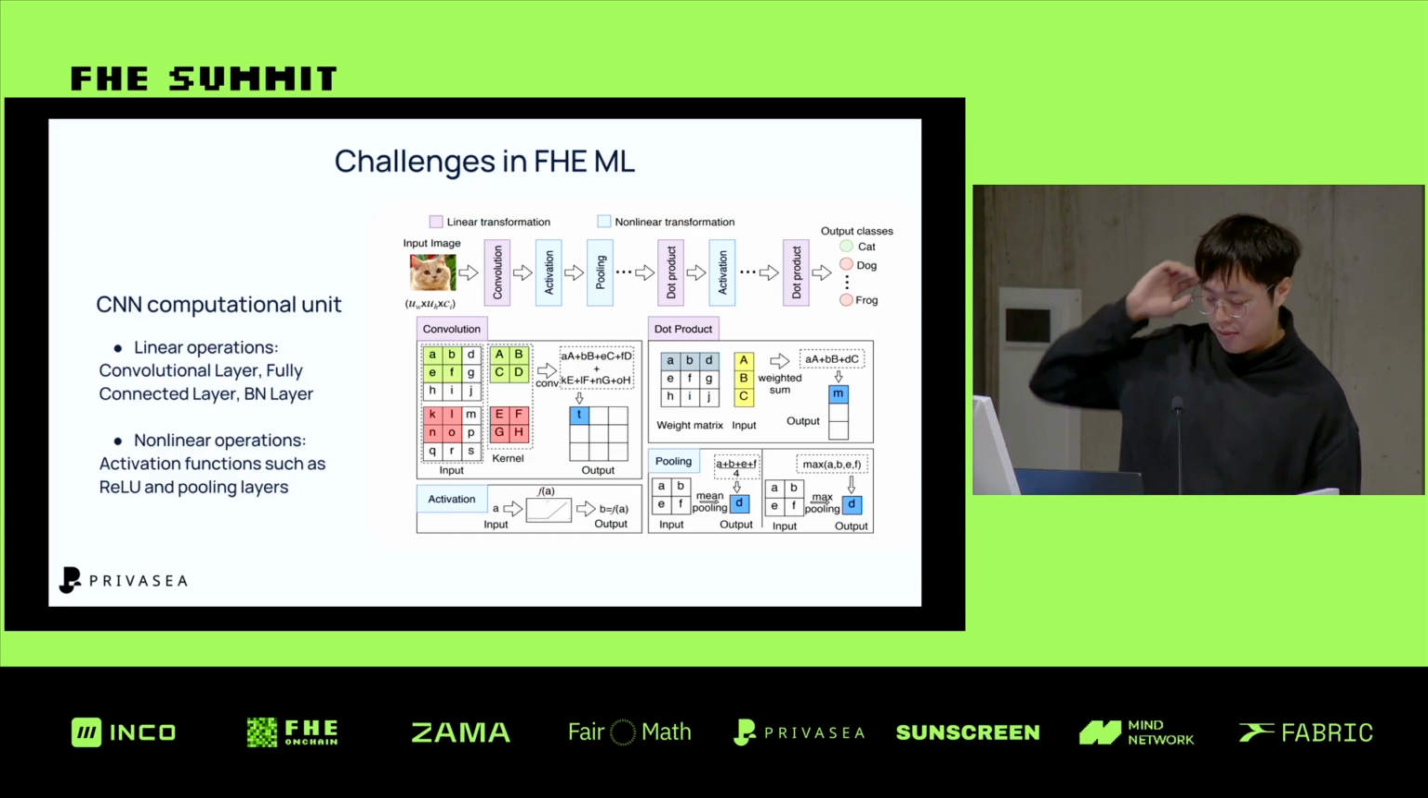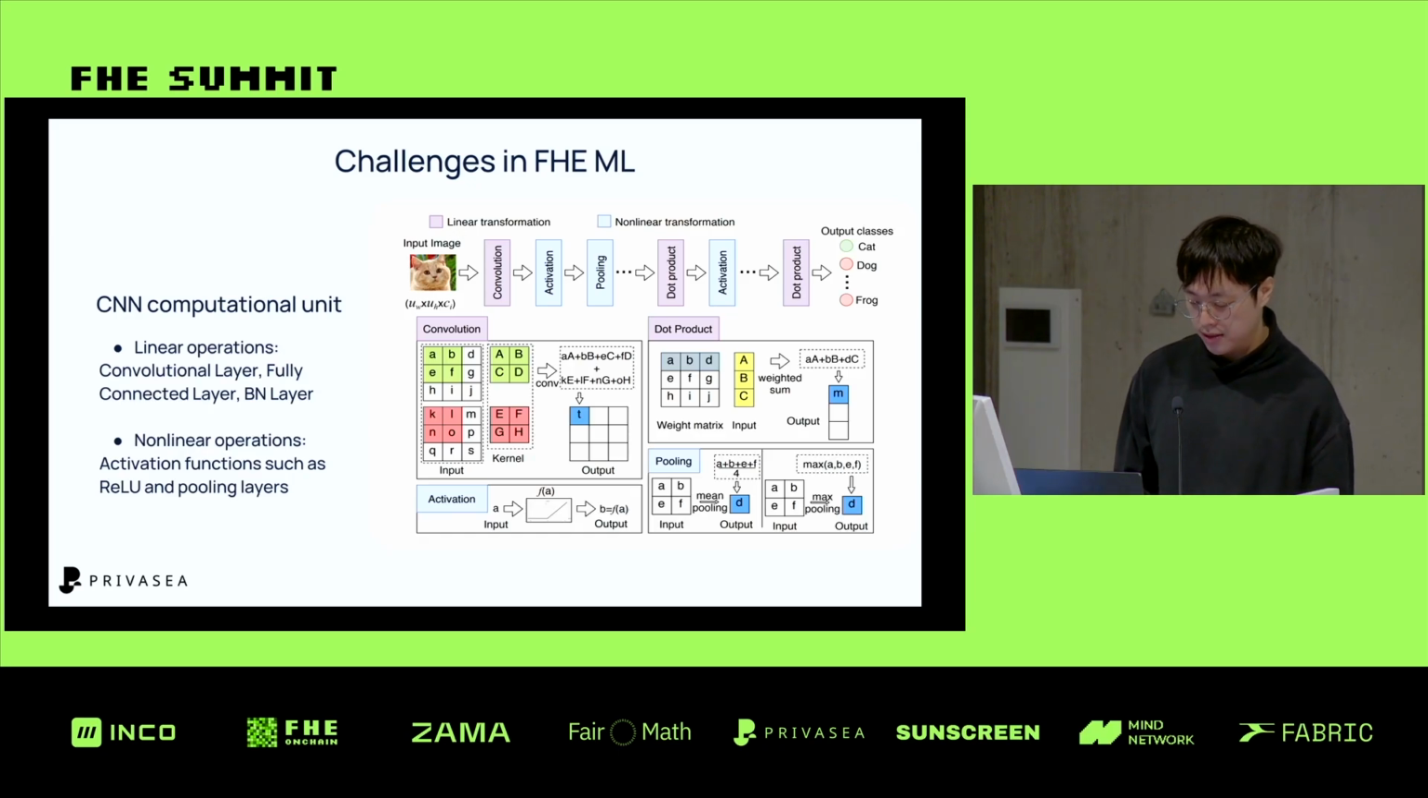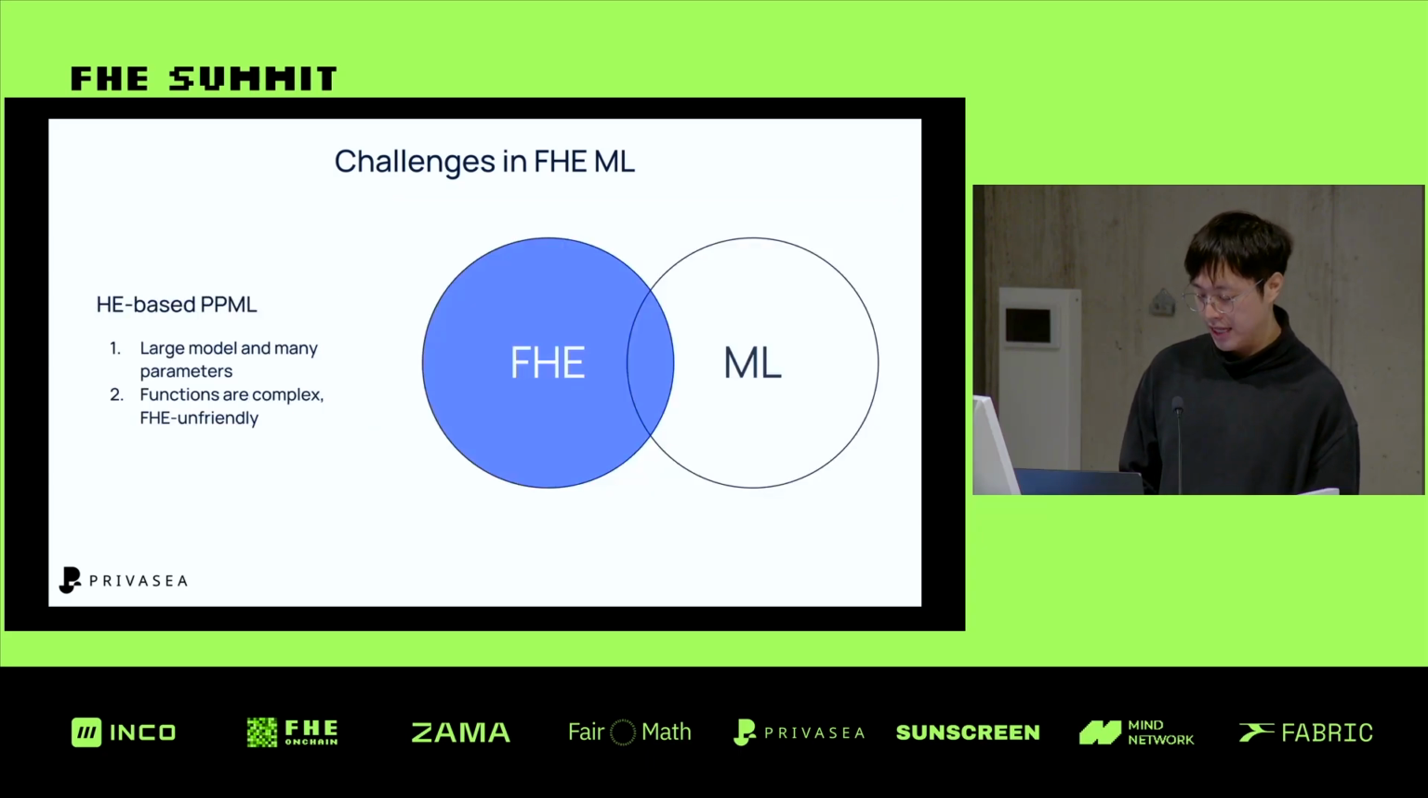Nevertheless, FHE-ML still has a lot of challenges. The main challenge of FHE-ML comes from the complex operations in neural networks. For example, it contains linear operations such as convolution layer, fully connected layer, and nonlinear operations, such as activation functions, like ReLU or sigmoid. So the ML models are always large, and the functions are complex and FHE-unfriendly. We have these two main challenges.